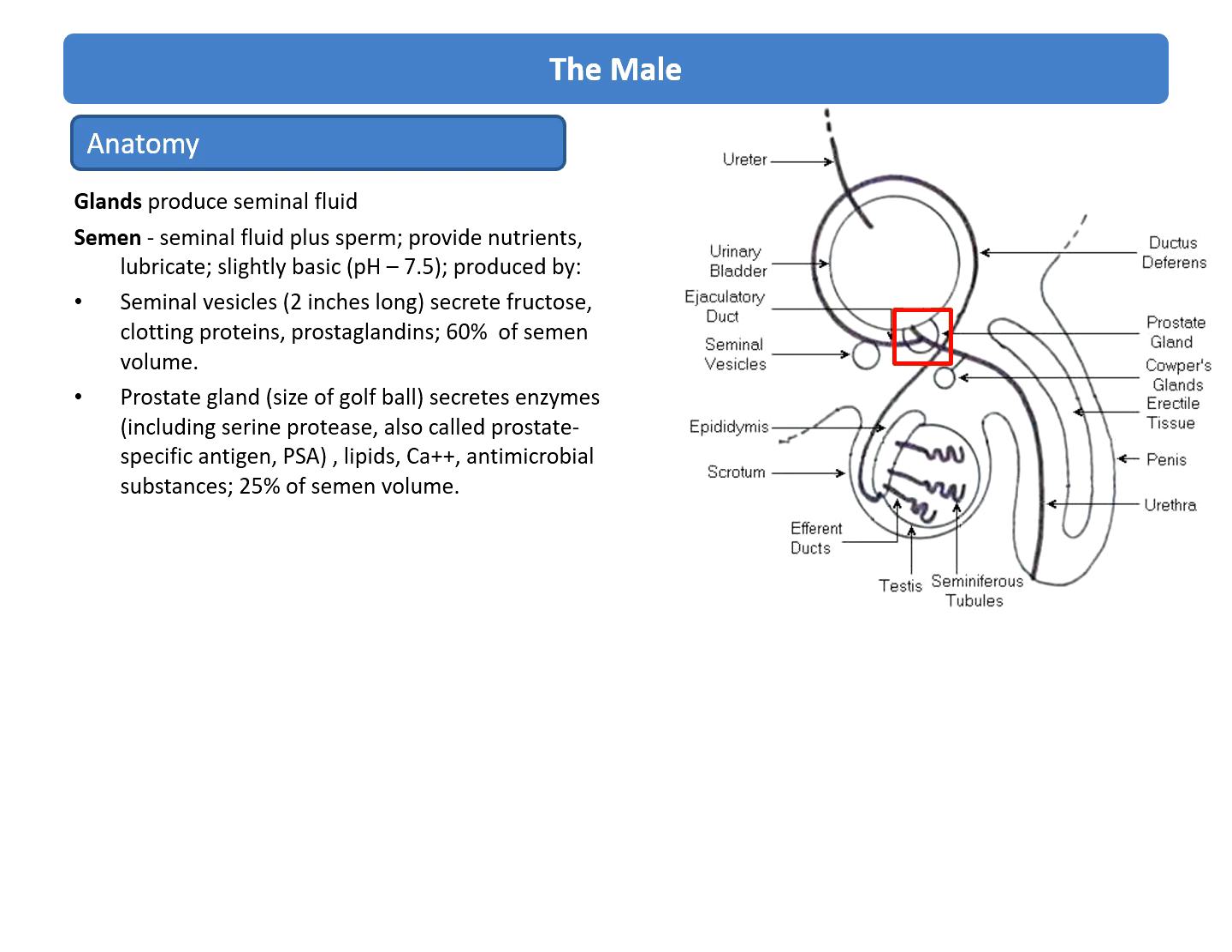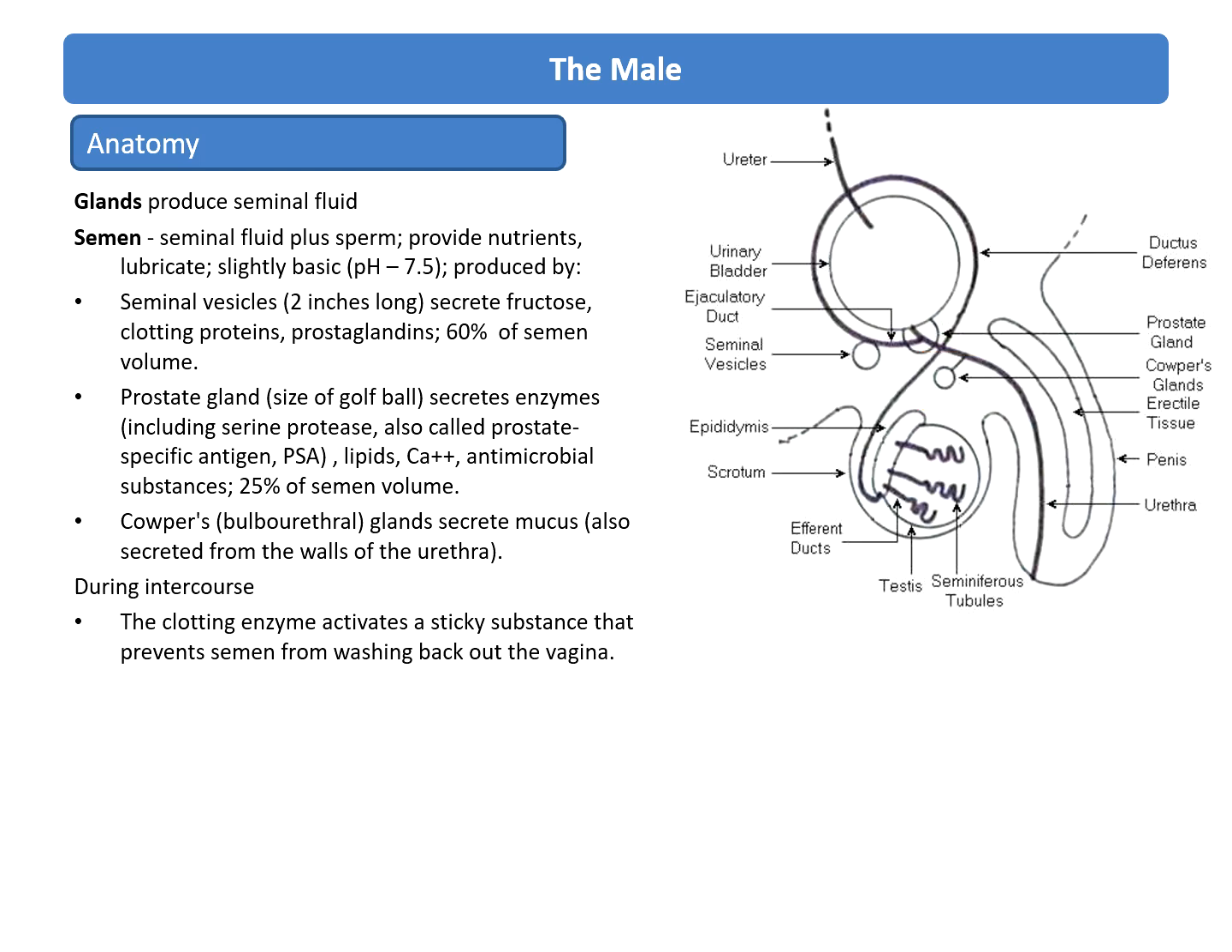The prostate gland, about the size of a golf ball, secretes enzymes, including one called serine protease, also called prostate-specific antigen, PSA. It also secretes lipids, calcium ions, and antimicrobial substances, and it makes up about 25% of the volume. The Cowper's, or bulbourethral glands, secrete mucus mainly. Mucus is also secreted from the walls of the urethra. During sexual intercourse, the clotting enzymes activate a sticky substance that prevents semen from washing back out of the vagina.